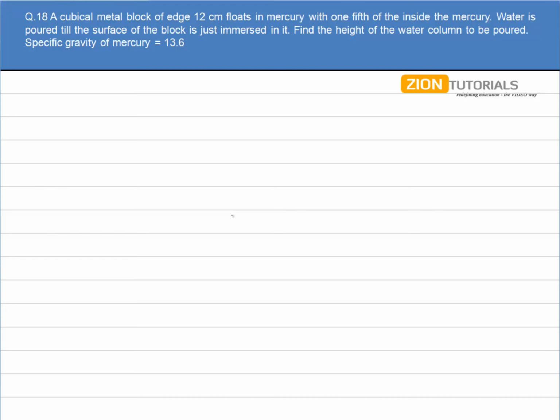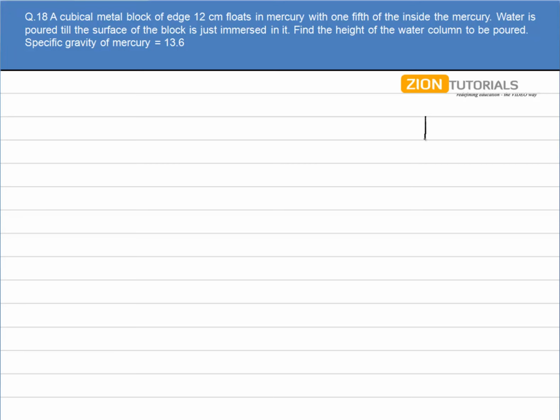A cubical metal block of edge 12 centimeter floats in mercury with one-fifth of the volume inside the mercury. Water is poured till the surface of the block is just immersed in it. Find the height of the water column to be poured.